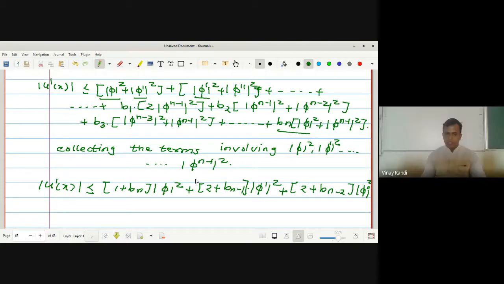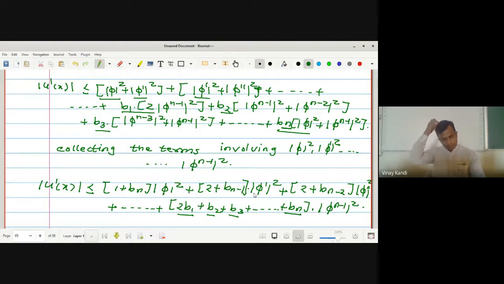No, sir. It will continue like this till the end. Till where? Plus up to so on plus into, see what comes in the last bracket: 2b1 plus b2 plus b3 up to so on plus bn into mod of phi raised to n minus 1 bracket square. From this, b1 comes, here your 2b1 has come. Okay, where does b2 come? This is 2b2, this is b3 up to so on bn. This bn is added to this and mod of phi raised to n minus 1 bracket. Okay, any doubt? No, sir.